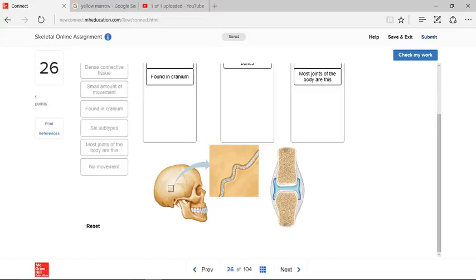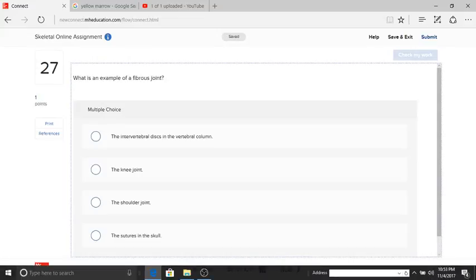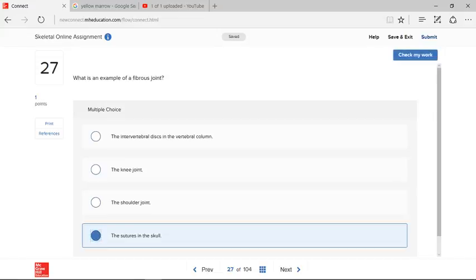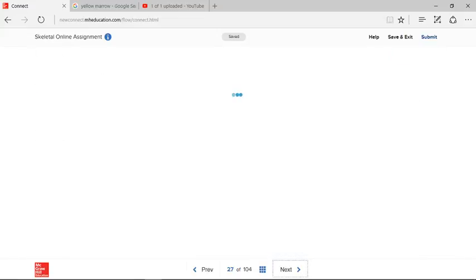Alright, so here we go. We're just flying right through this. What is an example of a fibrous joint? We just read so much about fibrous joints, so if you don't remember this, I'm either really bad at talking, which I probably am, or something's wrong. But it's the sutures in the skull, right? The things in between the areas of the skull.